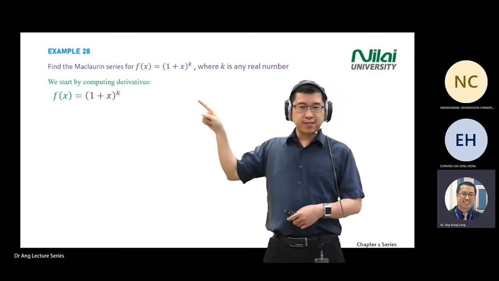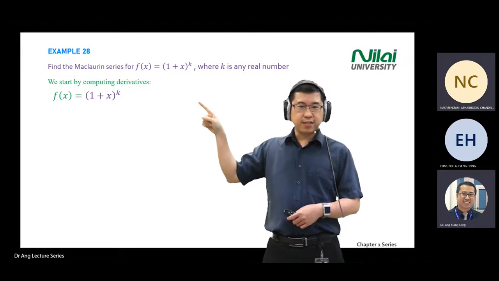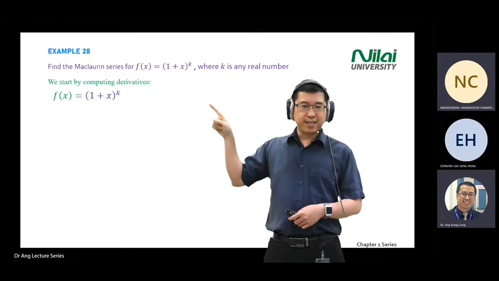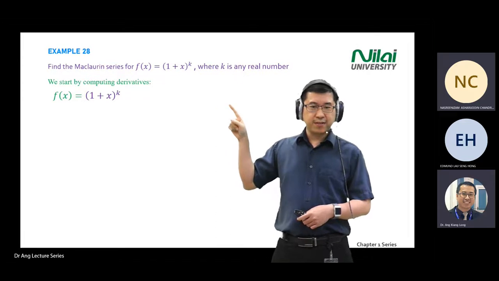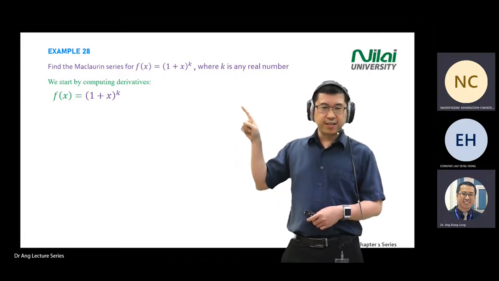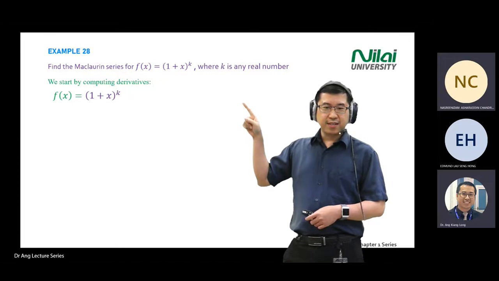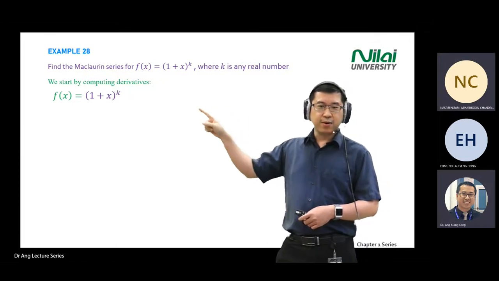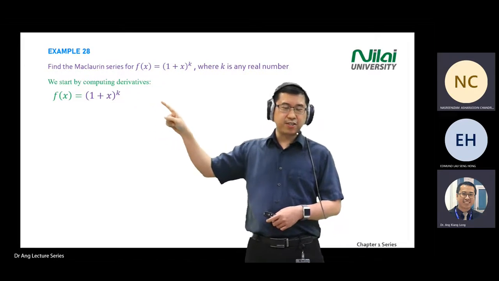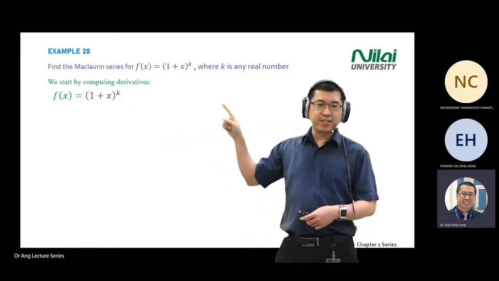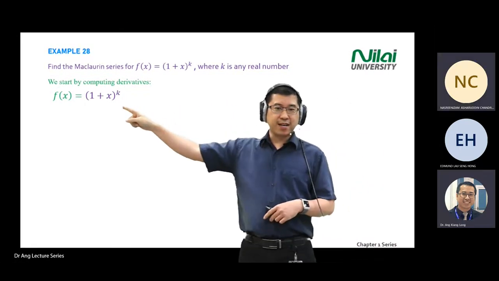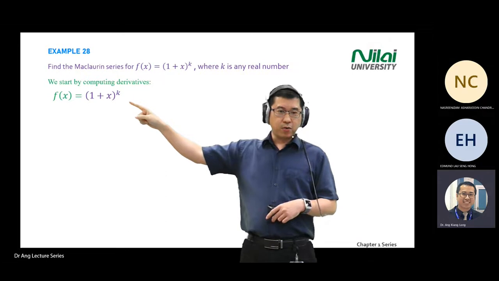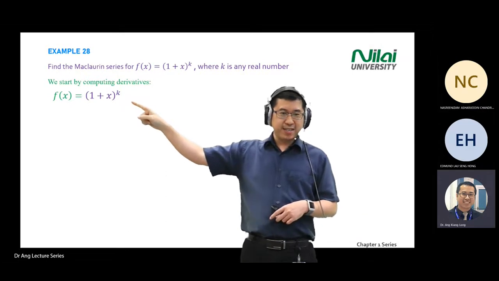Function, bracket, what? f(0) equals 1 plus what? X is 0. So 1 plus 0, what do you get? 1 plus 0, you get 1 power k.